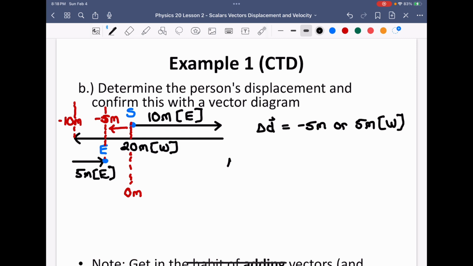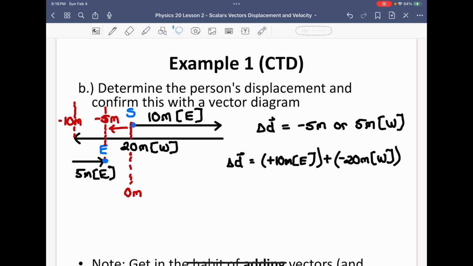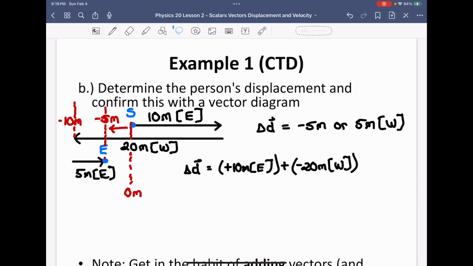Now let's show this mathematically. So delta D with the vector symbol is equal to, let's be really, really good with our signs and notation. In brackets, I'm going to put +10 meters in the east direction. And then I'm going to close that, and make sure you're putting square brackets on your directions, close bracket, plus -20 meters in the west direction. And then I'm just going to move this down here just so that we can fit it all into one line. If I move this piece here, this is going to be positive, and then we went 5 meters back in the east direction.